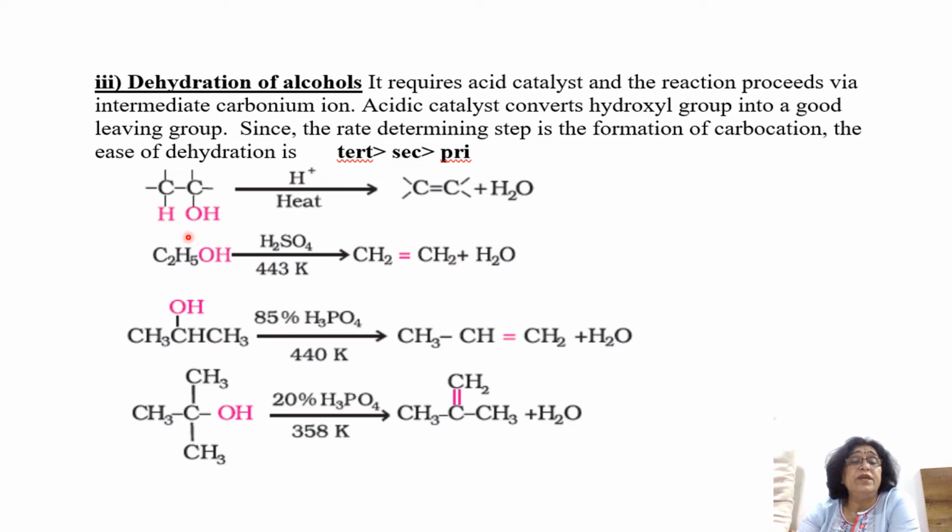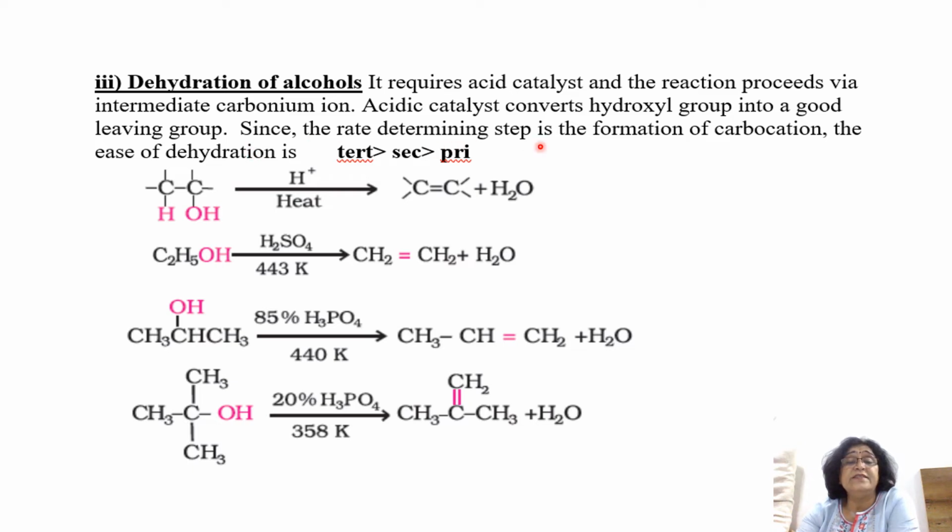So here you see in detail basically what is happening. This requires an acid catalyst and the reaction proceeds via a carbonium ion. The acidic catalyst converts the OH group into a good leaving group. Okay, OH group is a good leaving group.